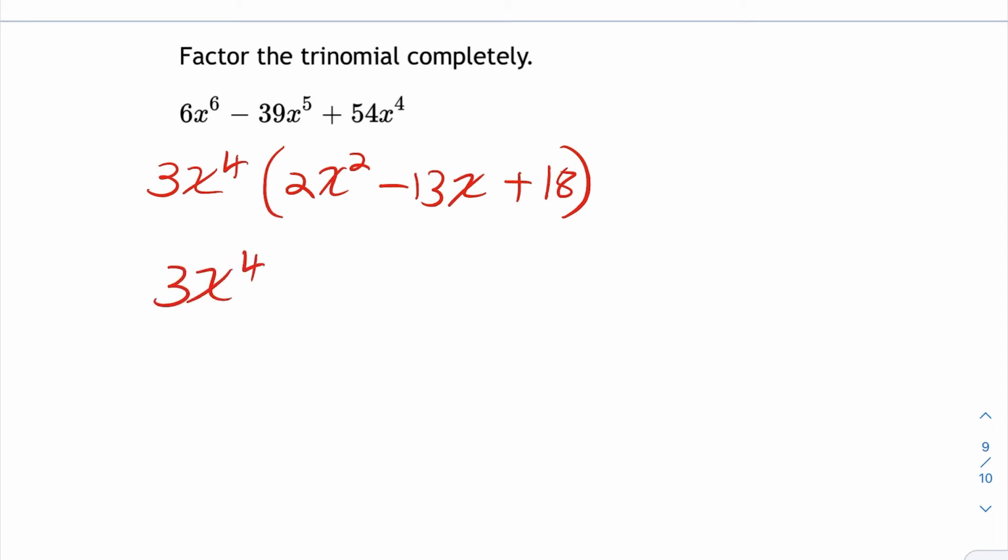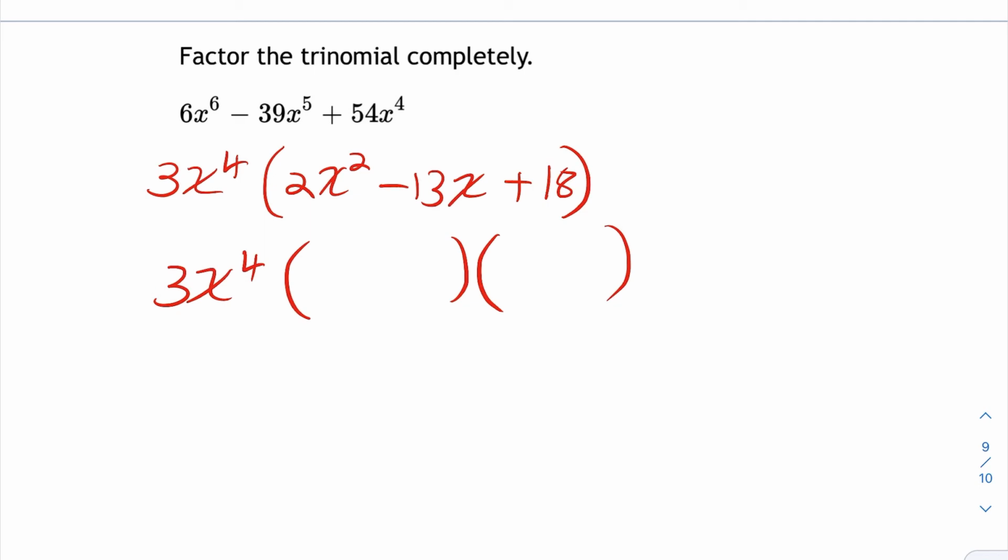That monomial factor will appear in the final factorization. But that trinomial factor is second degree, it's a quadratic, so I still have to continue trying to factor it. Since the GCF has already been taken out, I know that the GCF of that trinomial factor is 1. So if it does have any other factors, they are binomials.